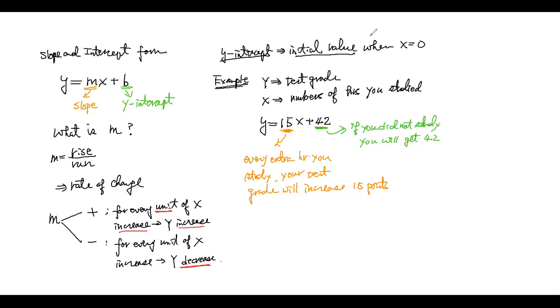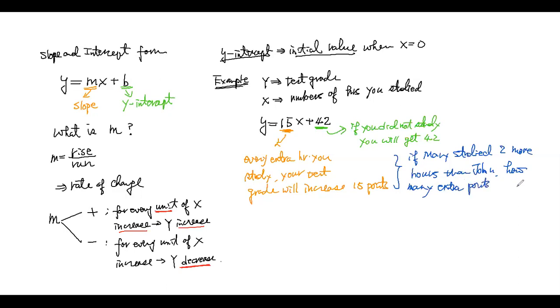So here I would say, how about if Mary studied 2 more hours than John, how many extra points do we expect Mary will have more than John?